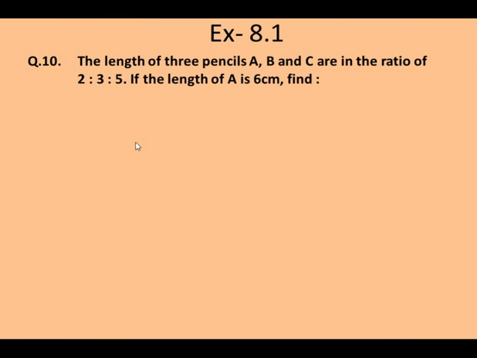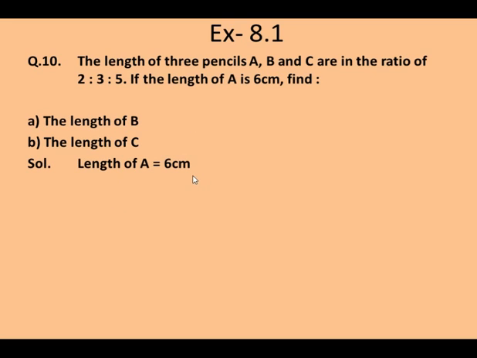Then we are having question number 10. The lengths of 3 pencils A, B and C are in the ratio 2:3:5. The length of A is 6 centimeter. Find length of B and length of C. So length of A is 6 centimeter. So total length of pencil first we need to find out. We have been given length of A.